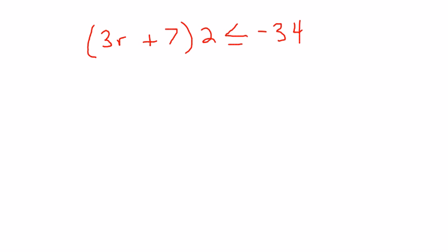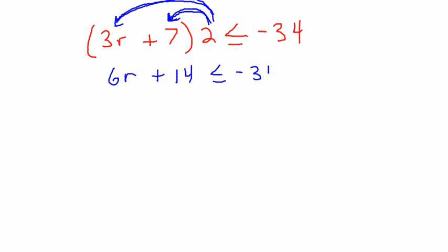So on the left-hand side, the first thing we should do is apply the distributive property. We will distribute our positive 2 to our positive 7 and to our positive 3r. So 2 times positive 3r gives us positive 6r, and 2 times positive 7 gives us a positive 14. Bringing down the rest of our problem. On the left-hand side, we will subtract 14. We will undo addition of 14 by subtracting 14 on each side.